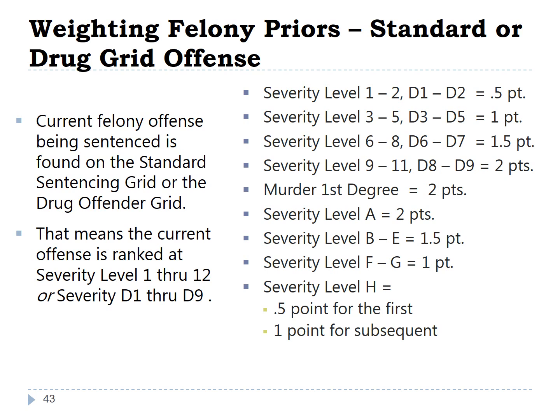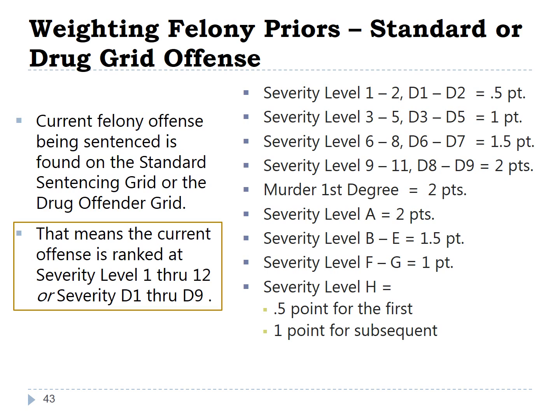And a really good tip for knowing which weighting scale to use is look at the severity level that you're assigning. Are you assigning a severity level 1 through 12 or severity level D1 through D9? That means you're using the standard grid or the drug offender grid. And so you just assign the severity level and then assign the points that correspond to it.